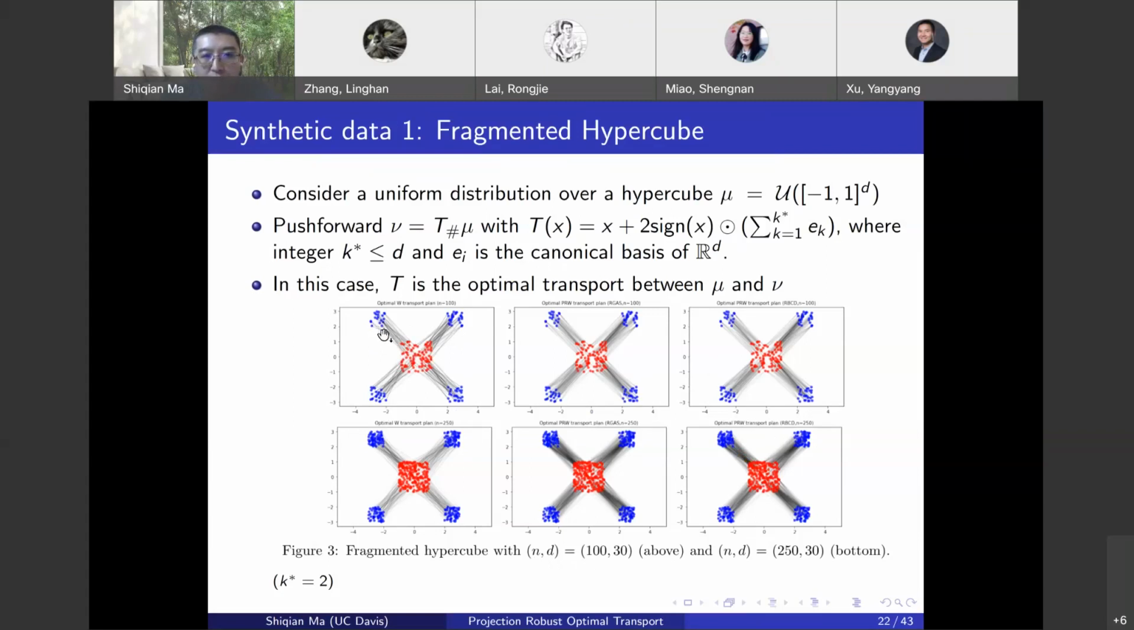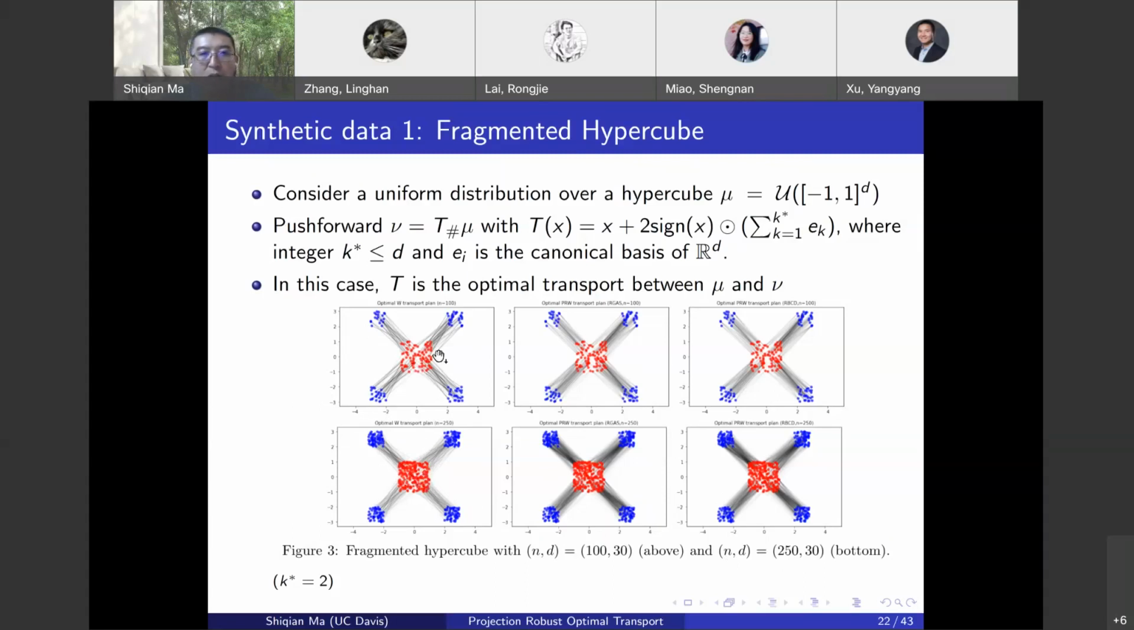And for each pair of points, if there is a line, then it means that you will move some mass from the red point to that blue point. The second row corresponds to the case where n is equal to 250. So we have more sample data, right? So clearly you can see more sample data here.